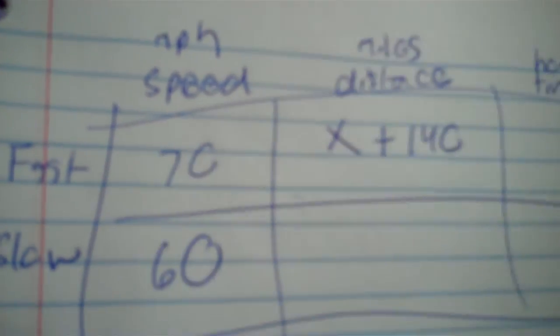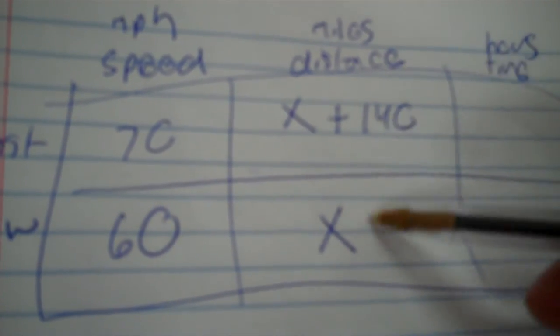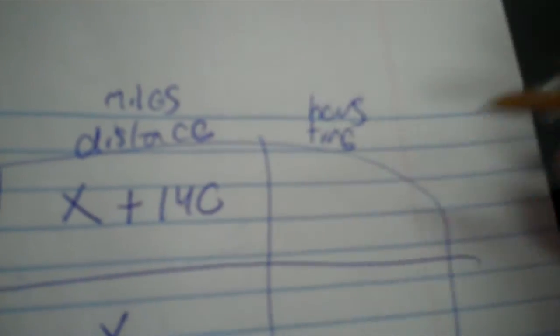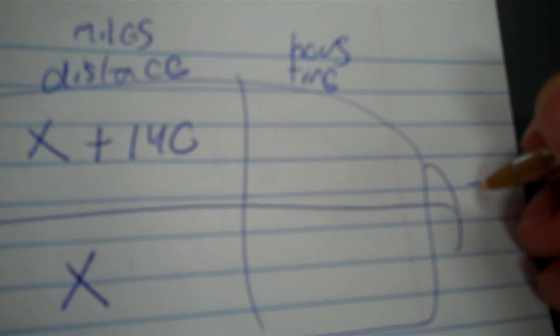Now it says 140 miles further, so that would be plus 140 with the 70. You would put it with the faster car, and that's X. And this is just X without the plus 140. That's how to represent those. Okay, hours, the time. You don't know anything about them. You just know they're equal.